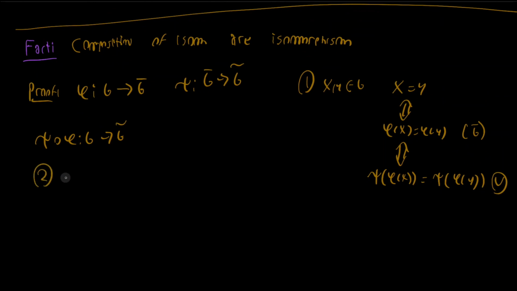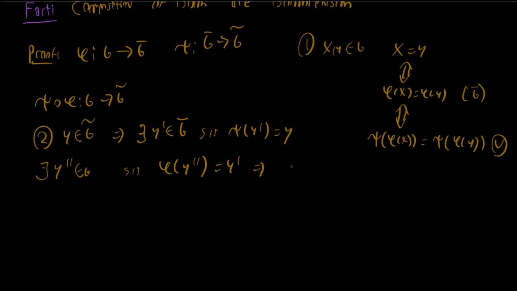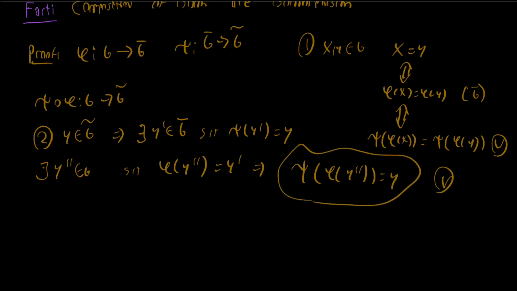So to prove that it's surjective, we're going to take a y in G tilde, and then by the surjectivity of psi, we're going to find a, actually we're going to call it y prime in G bar, such that psi of y prime is equal to y. But then by the surjectivity of phi, we're going to find a y double prime in G, such that phi of y double prime is equal to y prime. And so in the end, we get that psi of phi of y double prime is equal to y. And so this proves also that this composition is surjective.